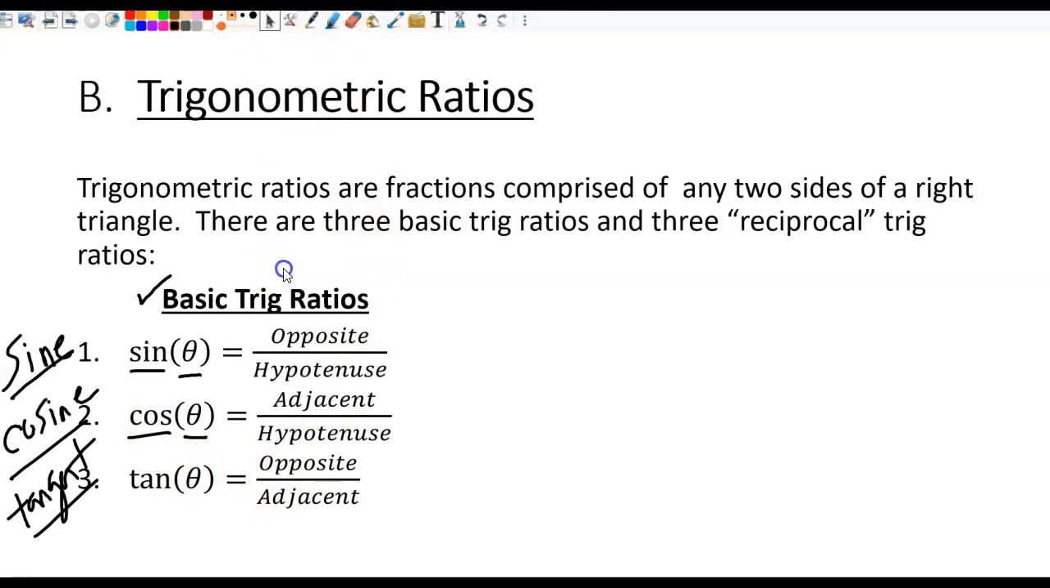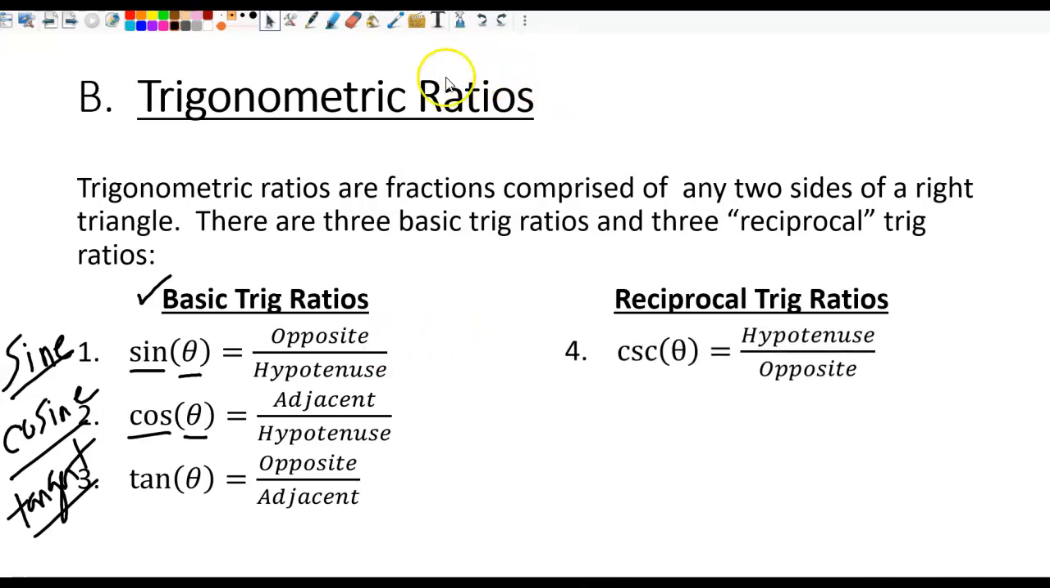Now, the other half of the story is what I'll call the reciprocal trig ratios. It's these fractions here, but flipped over. So instead of opposite over hypotenuse, it's the same, it's just reversed. It's hypotenuse over opposite. And those have names also. So let's take a look at those. Our first one here is CSC, and that stands for cosecant. Cosecant is the reciprocal of sine. So sine is opposite over hypotenuse, so cosecant is hypotenuse over opposite.